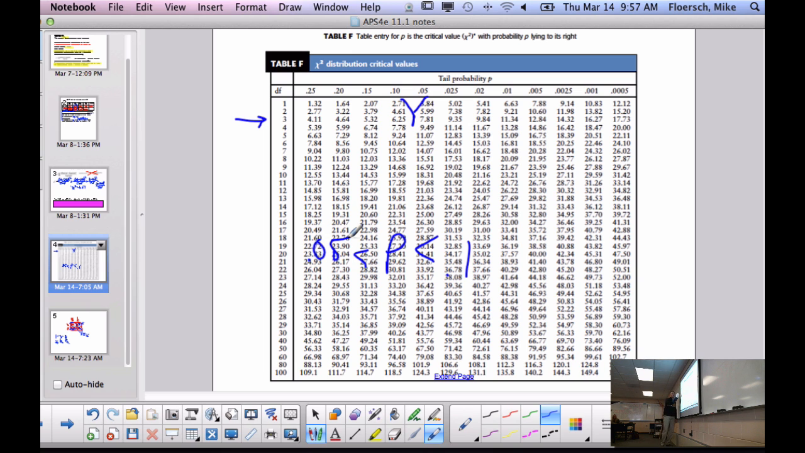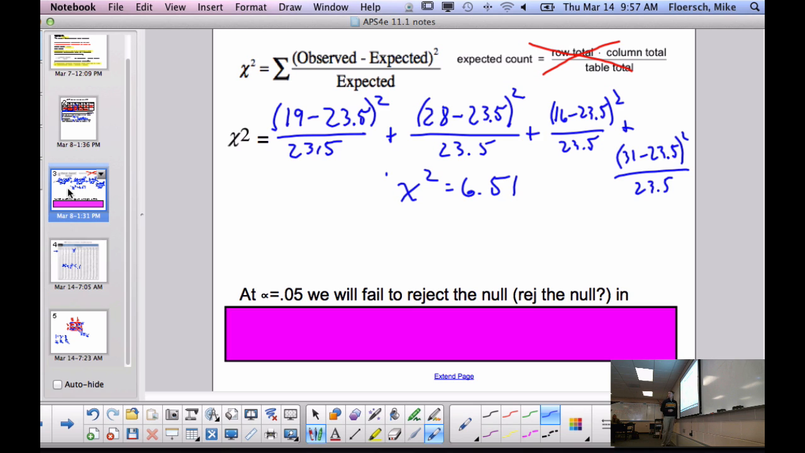So now I can go, everybody understand the chart? It's kind of like a T, just dealing with different numbers here. So I can tell you that my p-value is less than 0.1 but greater than 0.05.